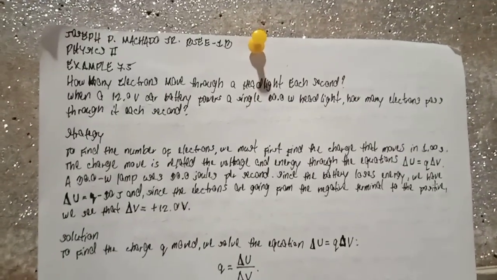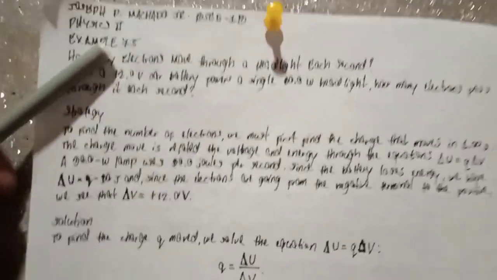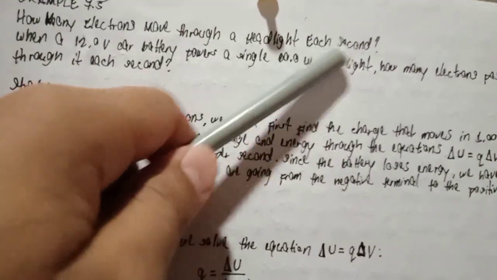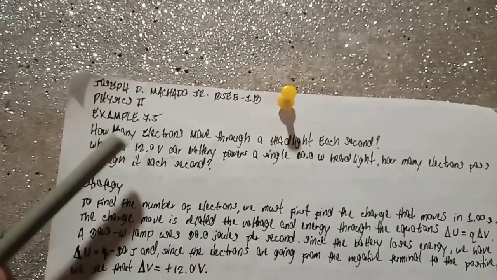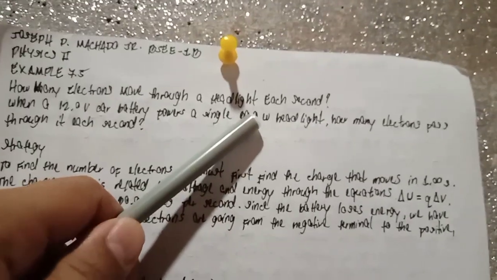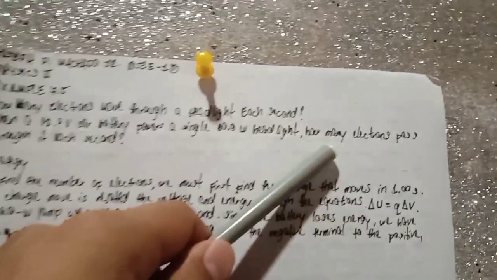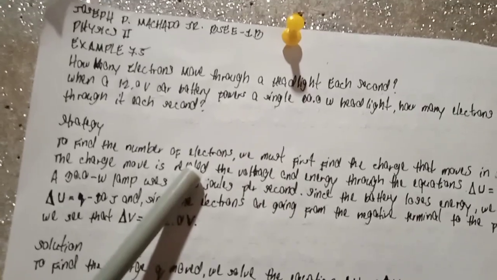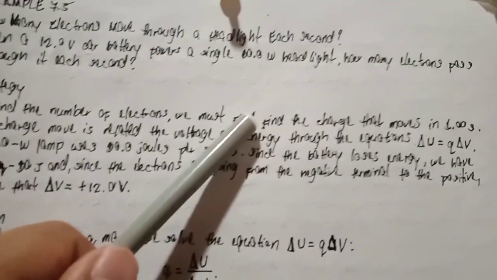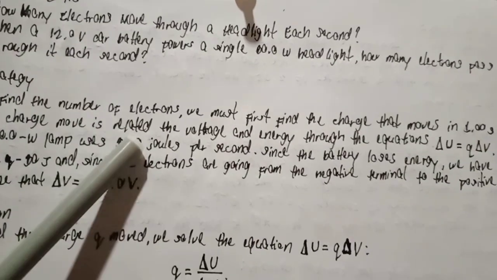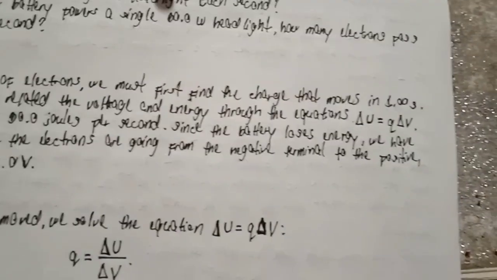Continued, Lecture 3, Electricity, Example 7.5. How many electrons move through a headlight each second? When a 12.0 volt car battery powers a single 30.0 watt headlight, how many electrons pass through it per second? Strategy: to find the number of electrons, we must first find the charge that moves in 1 second. The charge moved is related to the voltage and energy through the equation delta U equals Q delta V.